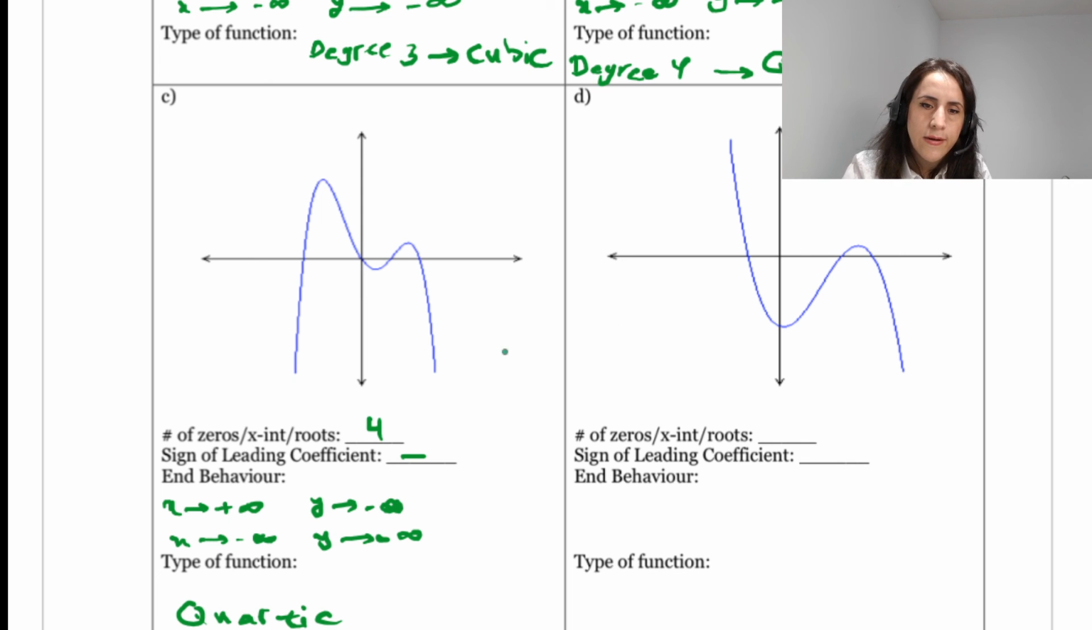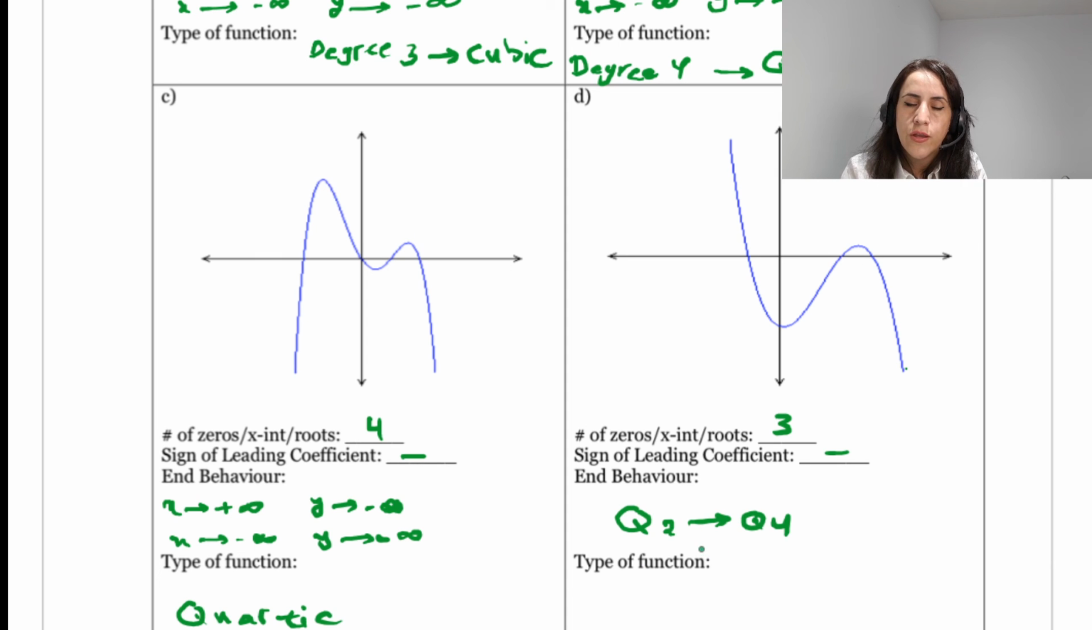How about here? Here I can say that I have 3 x-intercepts, and the sign of the leading coefficient is negative because it's ending up at negative infinity. For end behavior, here I want to write it based on the quadrants so you can see both ways: Q2 going to Q4. And because I have just 2 turning points, I would say that it is a cubic function.